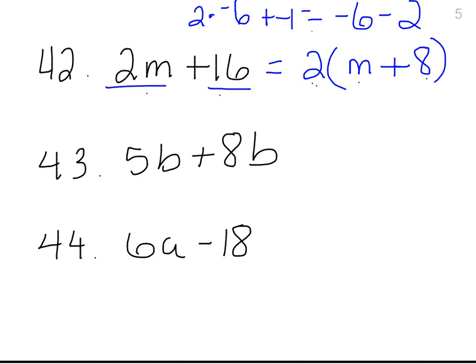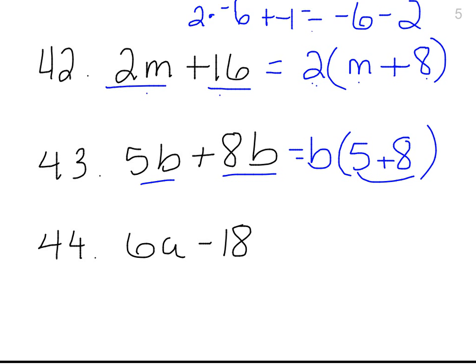On number 43, the only thing they have in common is a b, so I'm going to put the b on the outside. That leaves me with a 5 in the first one and an 8 in the second one, which we can add. Did I write that right? I did. I made a mistake on that one. Really, we should just be adding like terms, and 5b plus 8b is 13b. So that one was an error. I won't have one like that on the test.